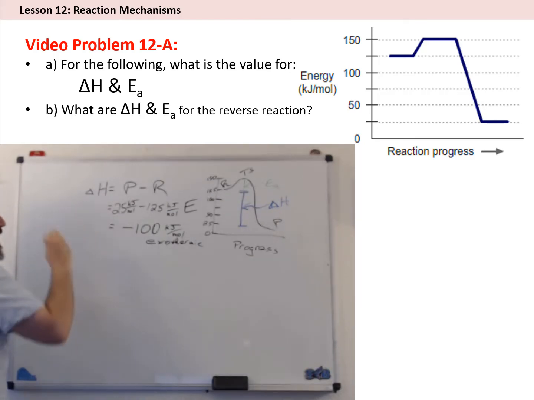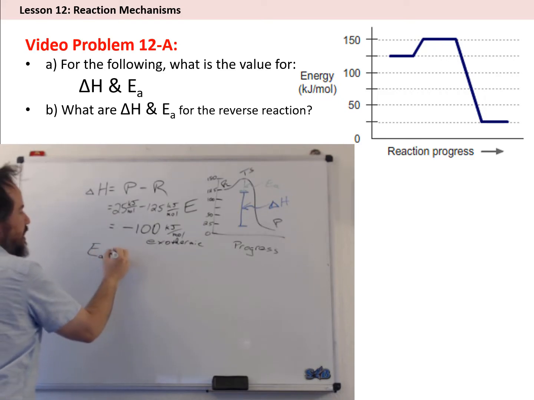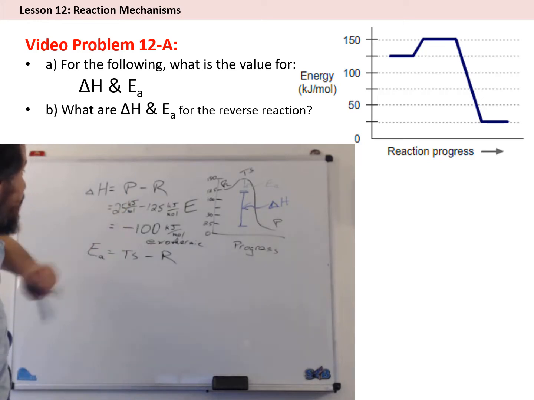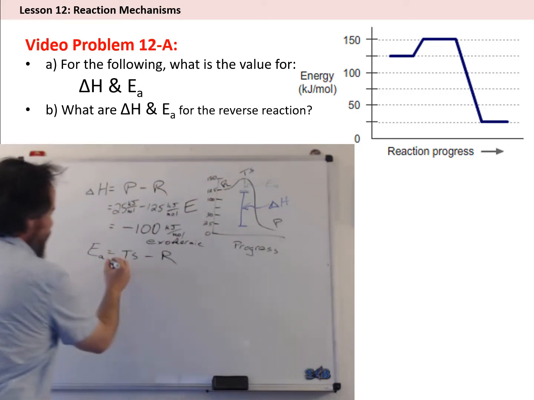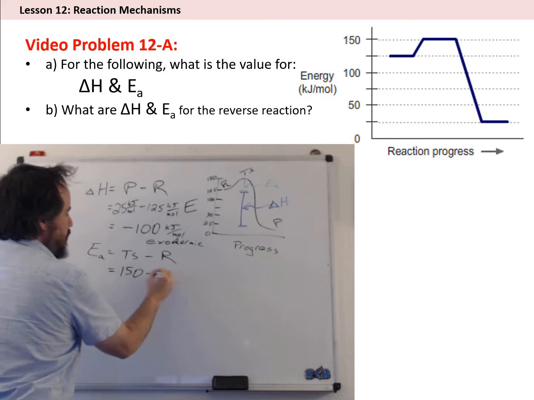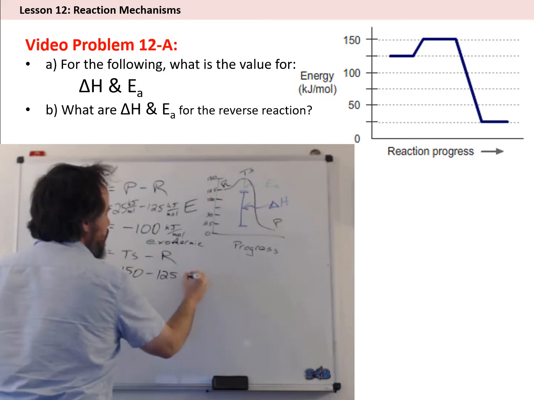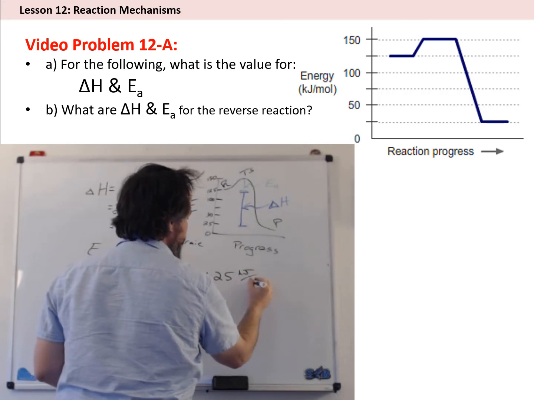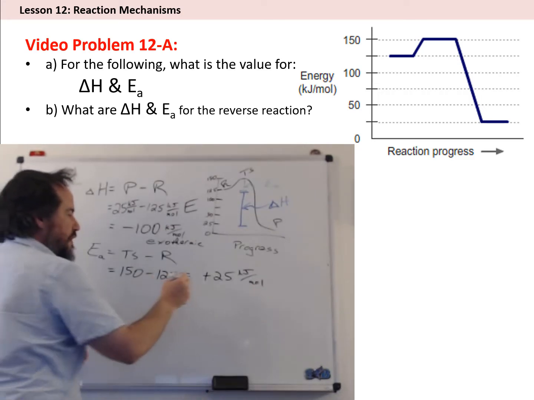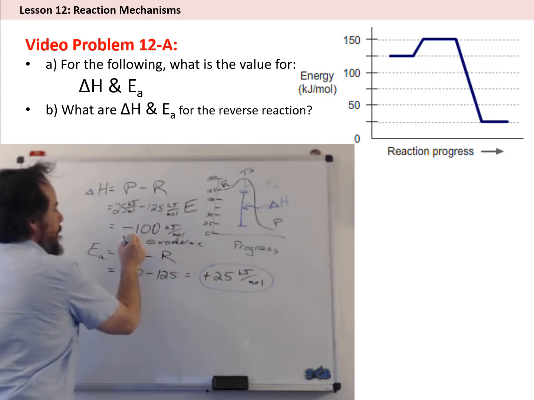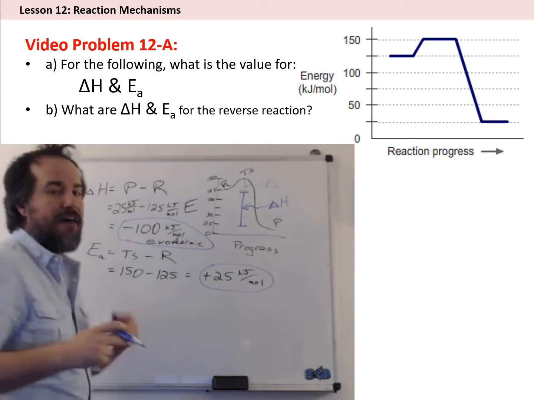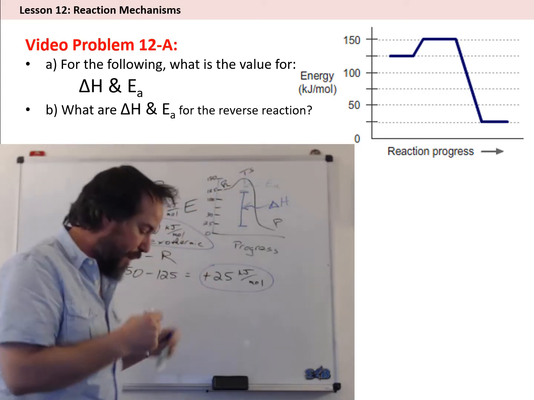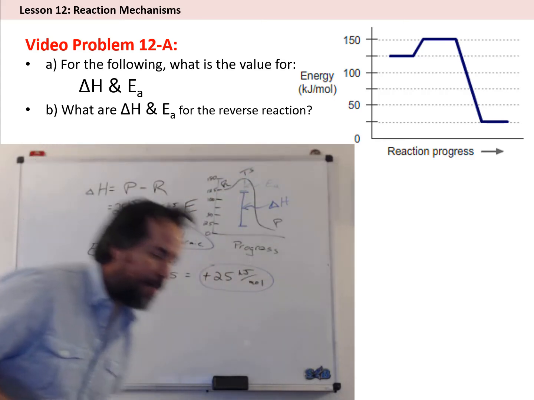All right, our EA is going to be transition state minus reactants. So my transition state, that's at 150. My reactants are at 125. That's going to get me positive 25 kilojoules per mole. Okay? The energy of activation is always positive. I can't have a negative energy of activation. Because remember what that is. That's the energy barrier between reactants and products.